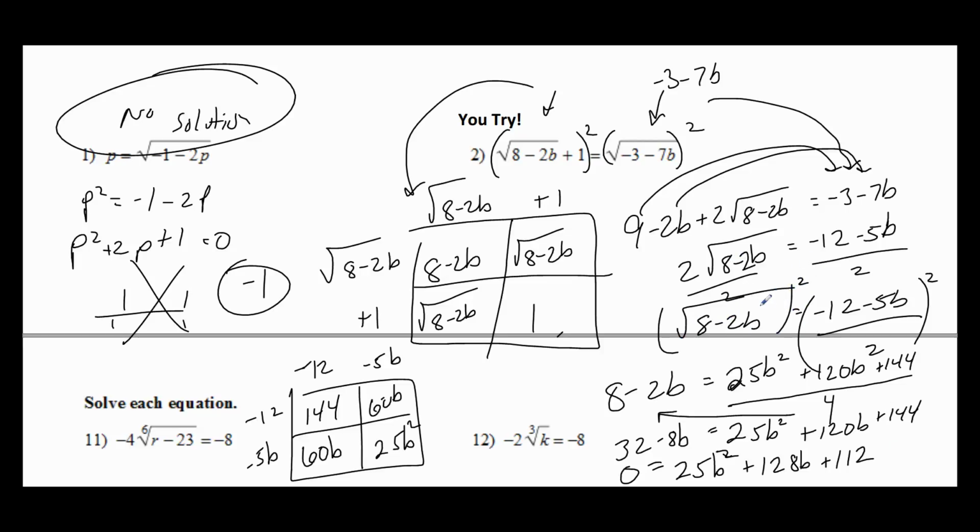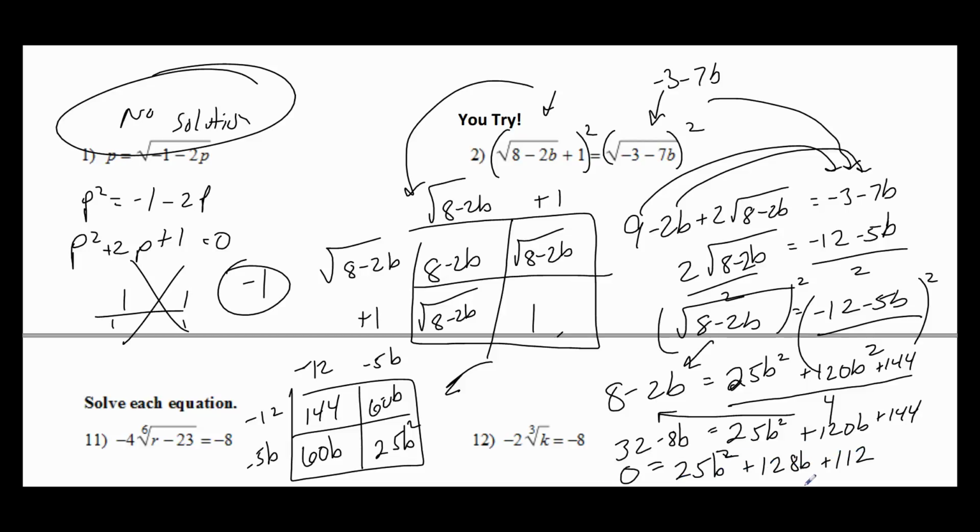Okay, so I squared both sides. On the left, I just got that, right? On my square root, I get that. On the right, I squared the numerator in the box over here. My denominator was 2 squared, which is 4. Then I distributed, basically, I multiplied, or I cross multiplied. I get 32 minus 8b. On the right, I still had 25b squared plus 120b plus 144. I got that from my box. Then I brought the 32 over, brought the negative 8b over, and I got 25b squared plus 128b plus 112.